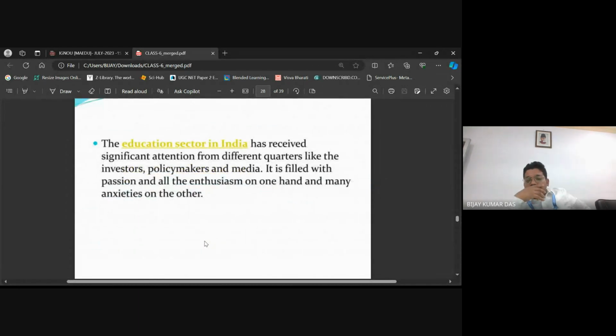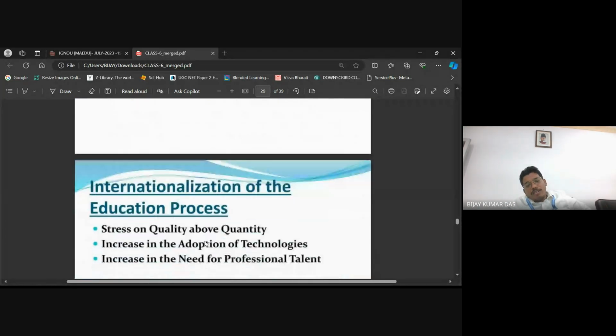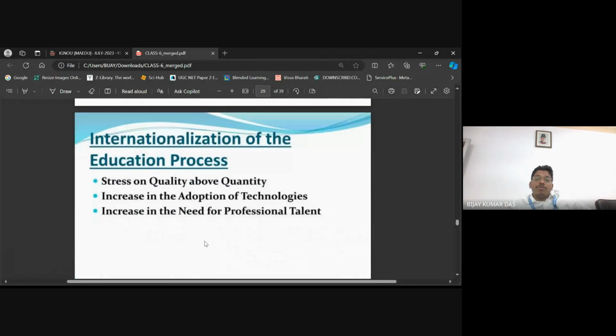Another thing is that the education sector in India has drawn significant attention from different quarters, like investors, policymakers, and the media, and it is filled with passion and enthusiasm on the one hand and much anxiety on the other hand. So this is the drawback. If we see the education sector in India, we will see the process of these issues.